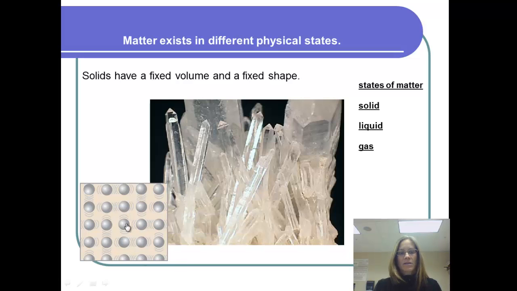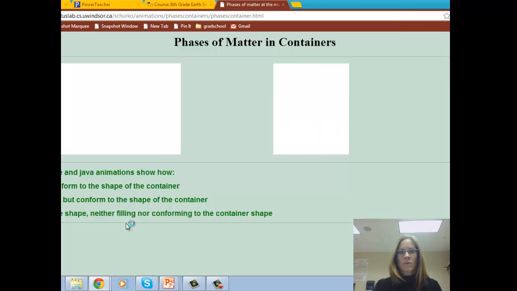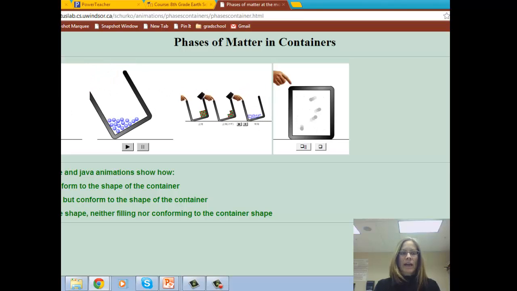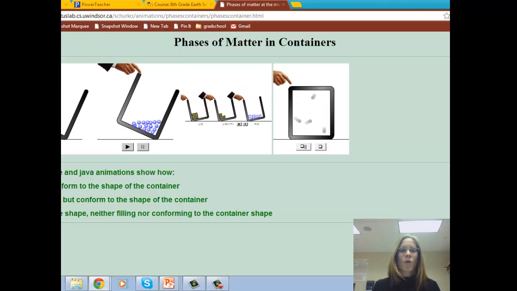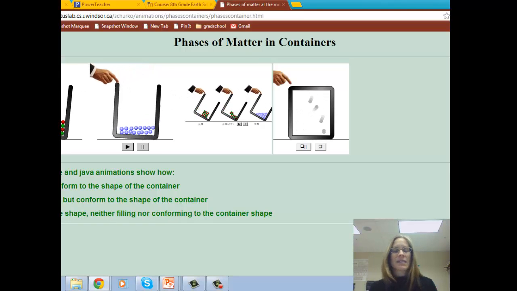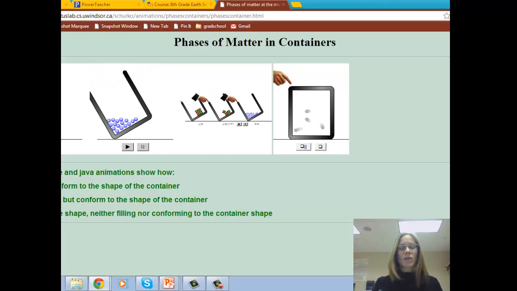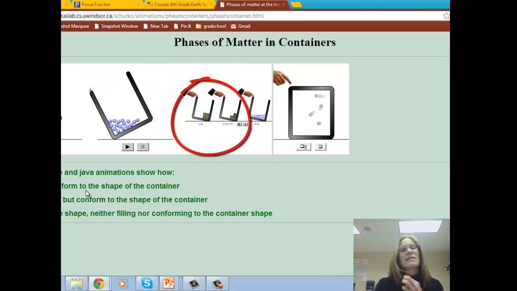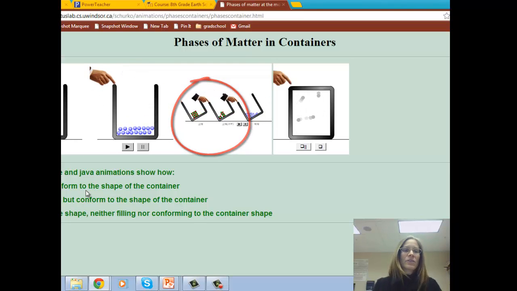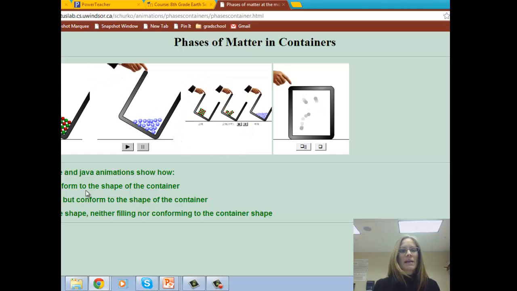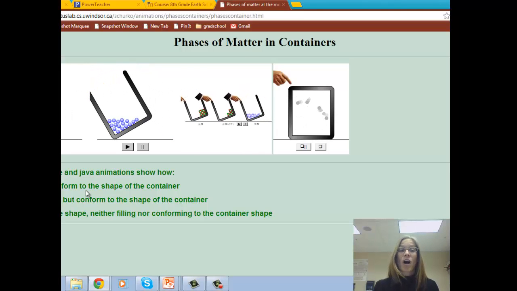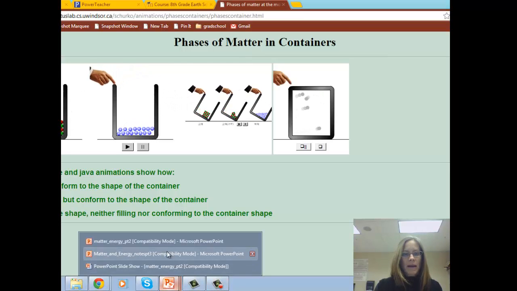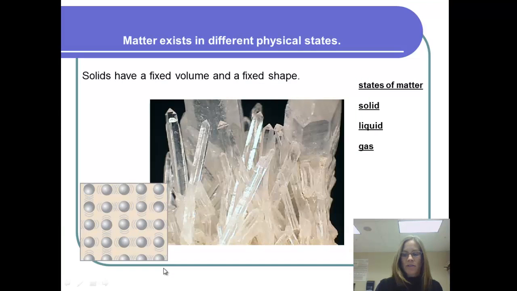And I've got a link here. We'll see if this works. I really like this particular animation because it does show the substances inside a container. There are some spelling errors on this page, so kind of look past that. But with the solid here on the left-hand side, we see that as that container is shifting around, the solid maintains its shape. The solid also maintains its volume, and volume is that amount of space that it's taking up. So we'll go back to the slideshow here.